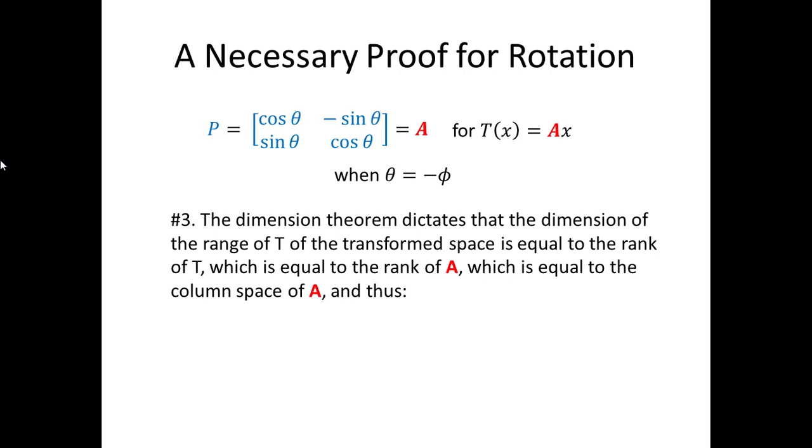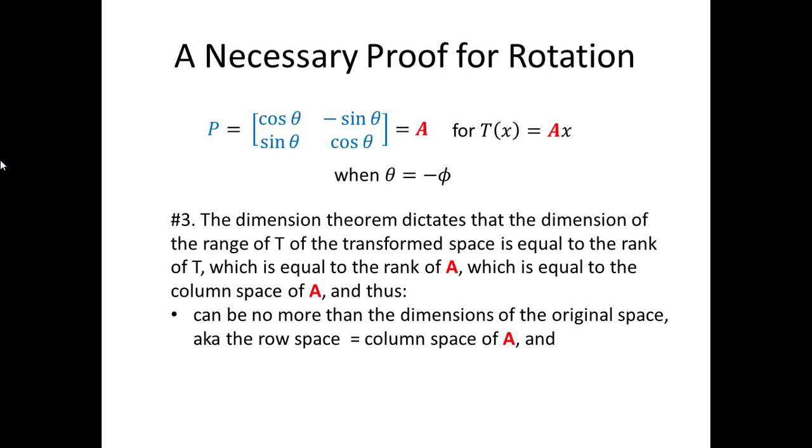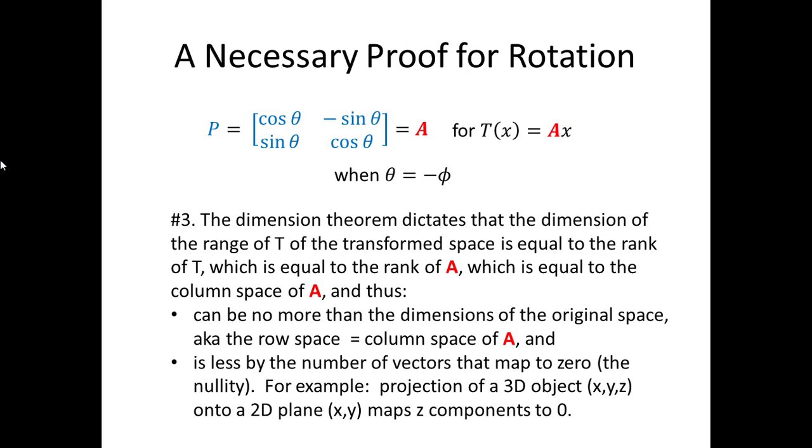The dimension theorem dictates that the dimension of the range of T, the transformed space, is equal to the rank of T, which is equal to the rank of A. And that's equal to the column space of A. It can be no more than the dimensions of the original space, which is the row space equals the column space of A, and is less by the number of vectors that map to 0, the nullity. An example of the nullity is when a 3D object in XYZ is mapped onto a 2D plane. The Z coordinates map to 0.